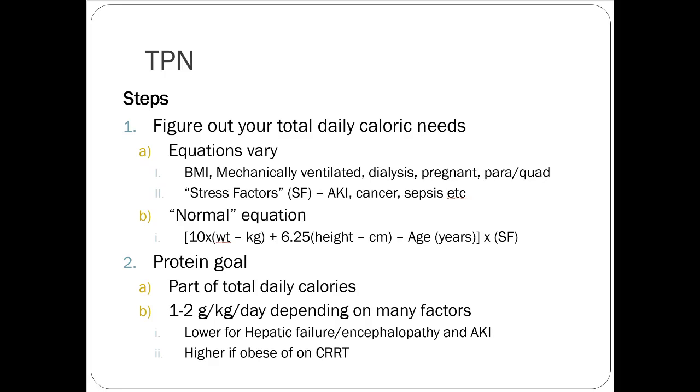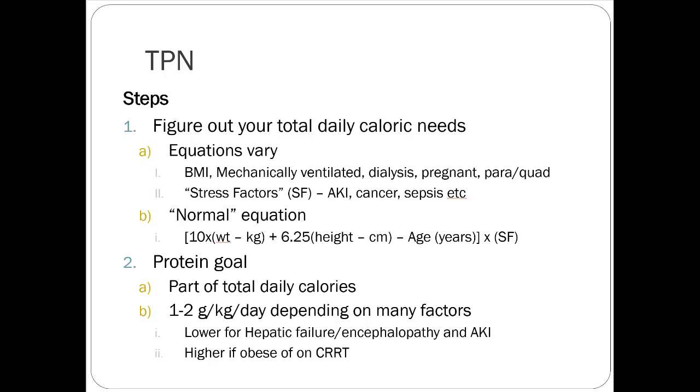Okay, so just to run through this really quickly. I would like you to know for a test question what TPN is, what might be in it, and when we might use it. But as far as calculating anything, don't worry about that at all. So you're going to want to figure out your total daily caloric needs. There's a couple different equations we can use to figure those out. And there's stress factors. So if you have cancer, it might multiply it by a stress factor that increases the caloric needs a little bit.